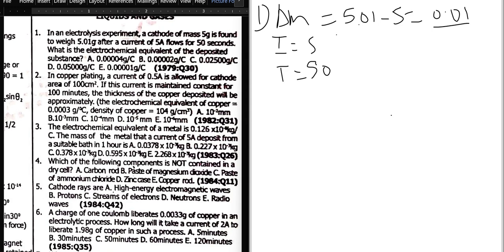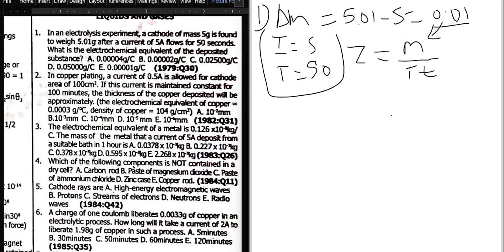This is your M. The formula to solve for the electrochemical equivalent is that Z will be equal to M over I T, that is, mass over current times time. All right. So solve. This is it. We are going to number 2 straight away.